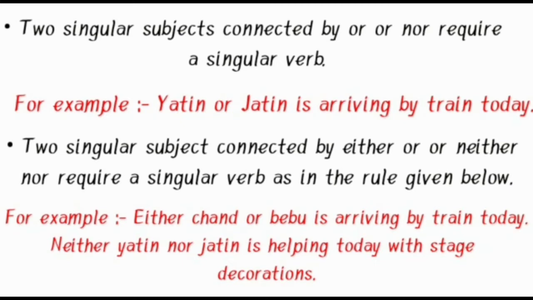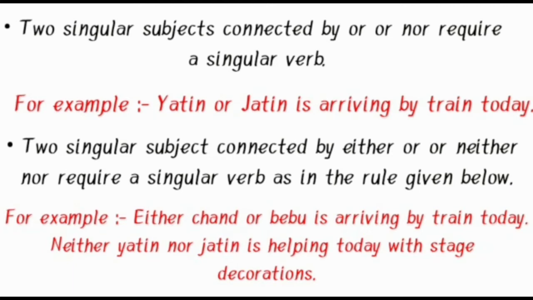Two singular subjects connected with "or" or "nor" require a singular verb. So when two subjects that are singular are connected with "or" or "nor", we use a singular verb. Just look at the example. Yatin or Jatin is arriving by train. Here Yatin and Jatin are two subjects connected with "or". That's why we are using "is" according to the rule.